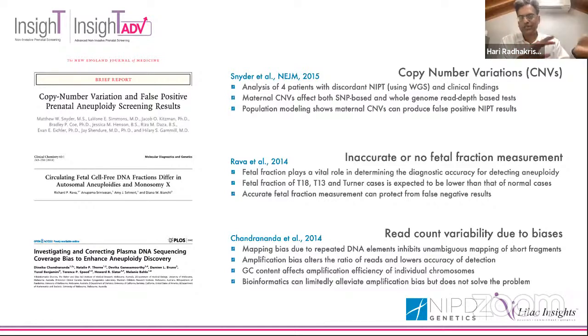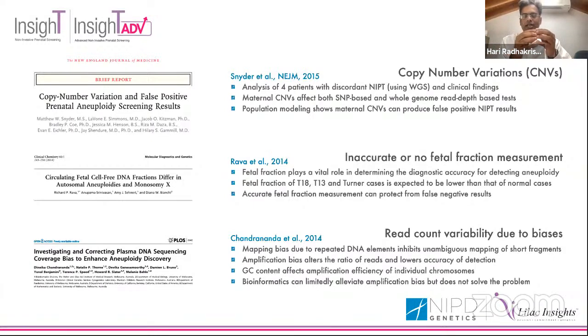And this can affect both SNP-based tests and whole genome read depth-based tests. The second cause is inaccurate or poor fetal fraction measurement, which is basically a technological issue. If they are not able to measure the SNPs, or if the measurement method is inaccurate, then the fetal fraction measurement is poor, and the fetal fraction measurement is very critical in feeding into the statistical algorithms to determine whether it's a true positive or not. So if you have technical issues with your fetal fraction measurement, then the sensitivity and specificity of the test is poor. And the third is technical reasons, but they are coming from biological origin.